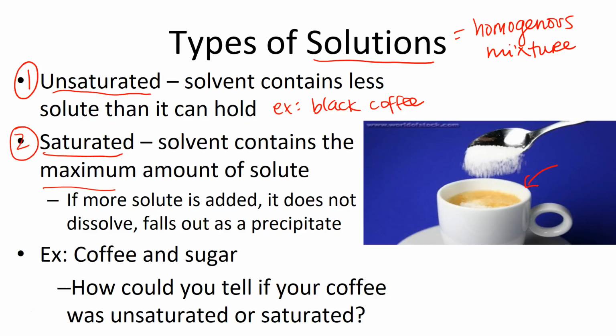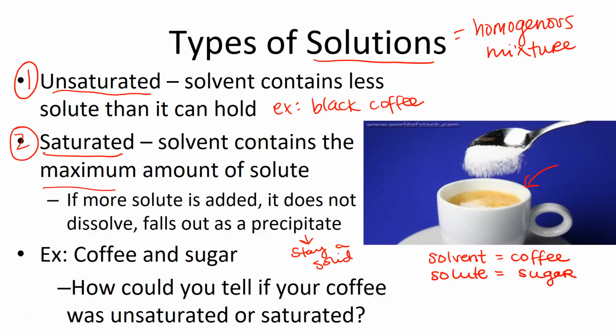Okay, and what this means is that if more solute is added, or more sugar in the case of our coffee example, it would not dissolve. It would fall out as a precipitate, or in other words, it would stay a solid. Now, what I mean by this is let's just get some basic definitions down. Remember, a solvent is what's doing the dissolving. So in this case, that would be the coffee. The solute is what is being dissolved. This would be the sugar.